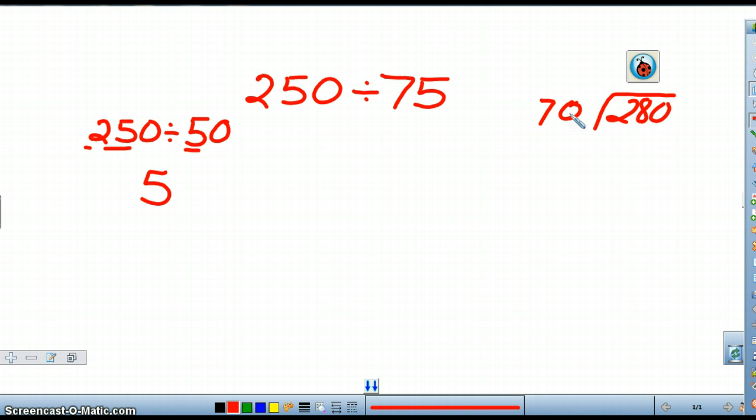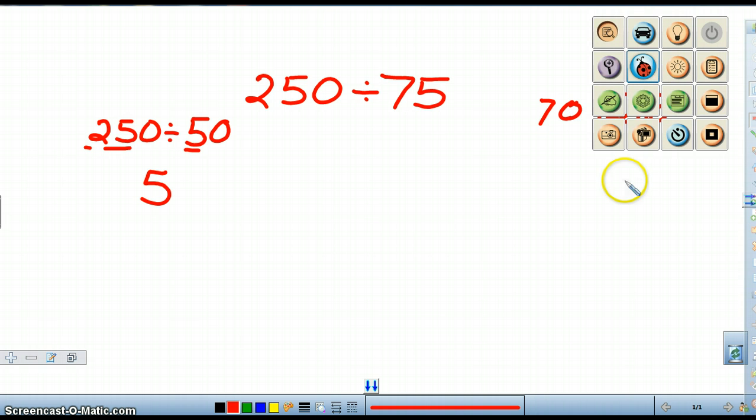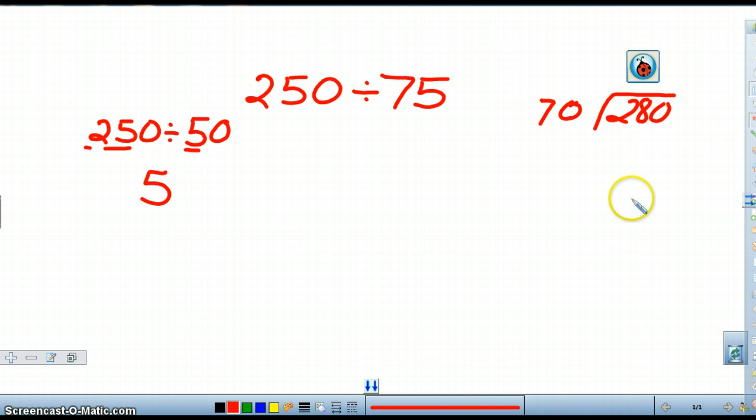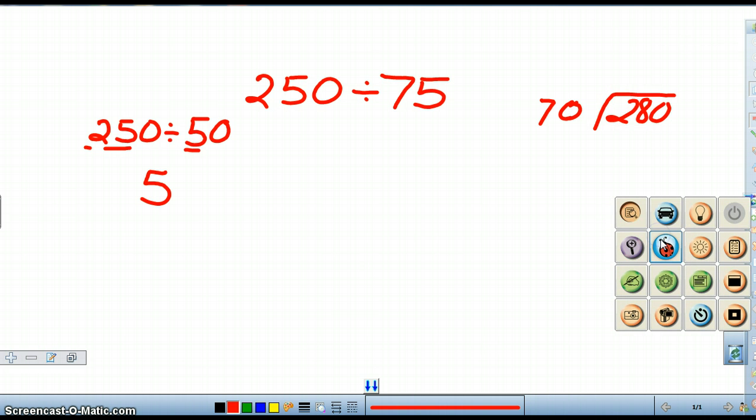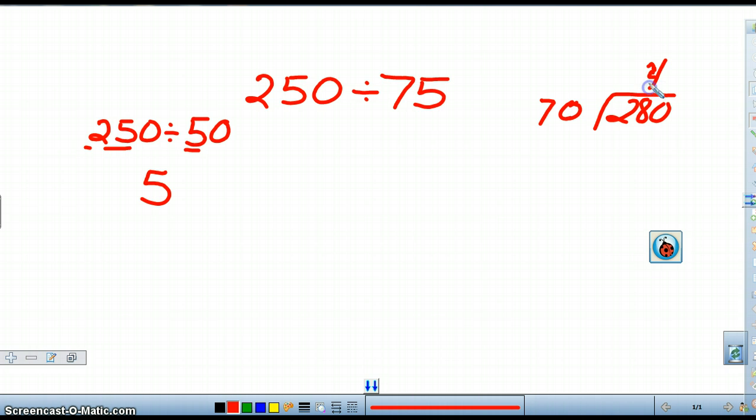Okay, so that would give us a starting point. 7 goes into 28 4 times. So 4 times 70 would give us 280. So those would give us starting points. Which one do you think is closer? Probably the 250 divided by 50. But let's go ahead and divide to find out.